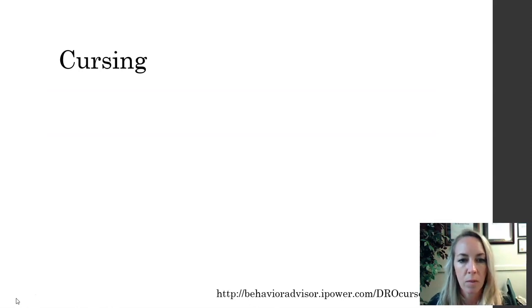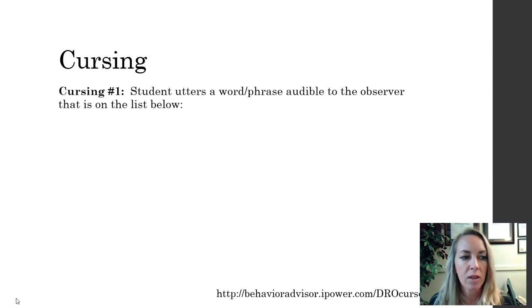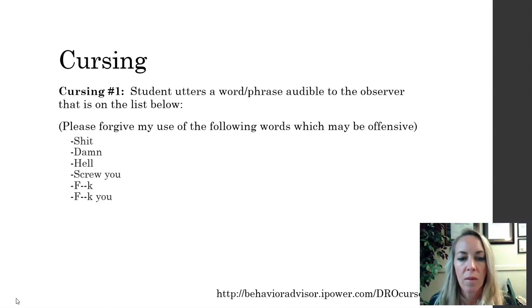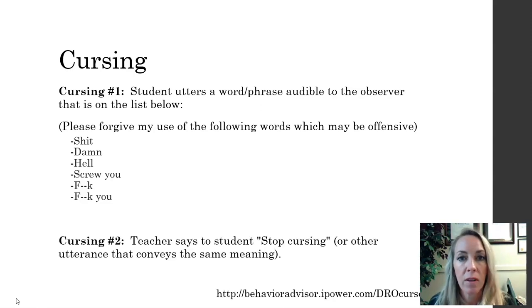Okay, so how do we define something like cursing? You could say, student utters a word or phrase audible to the observer that is on the list below. Okay, please forgive any offensive language here. While this list could go on forever, the list contains the offensive words used for the particular student, say, Fran. If Fran starts to use other words found to be offensive by the teacher, the list could be modified.